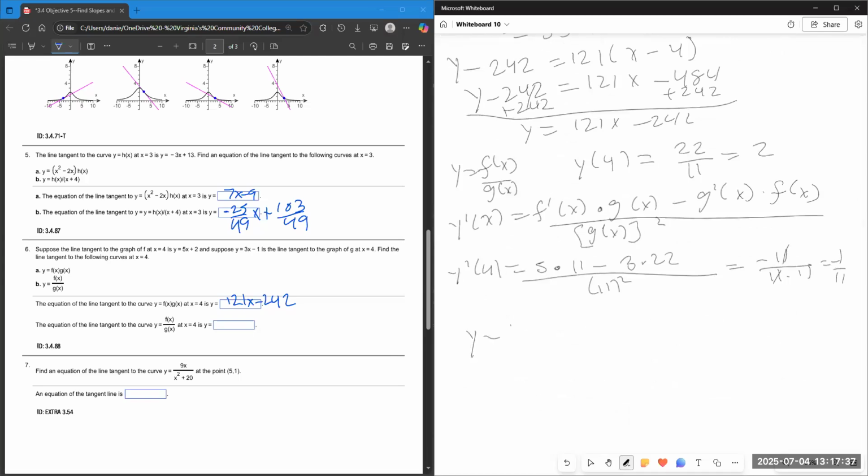Y minus 2 is equal to negative 1 over 11 times x minus 4. Y minus 22 over 11 is negative 1 over 11x plus 4 over 11. Add 22 over 11 to both sides. Y equals -1 over 11x plus 26 over 11.